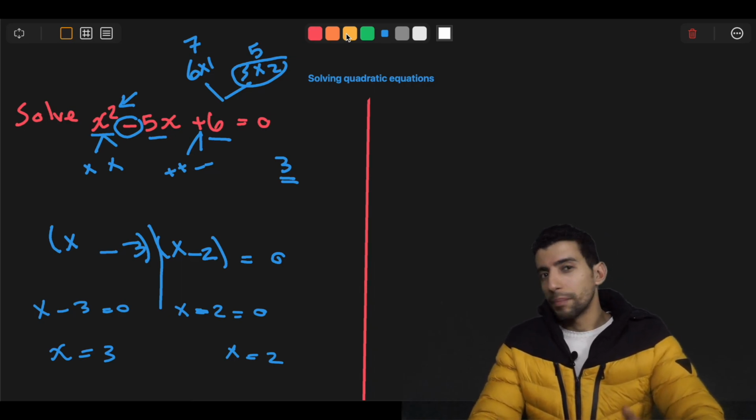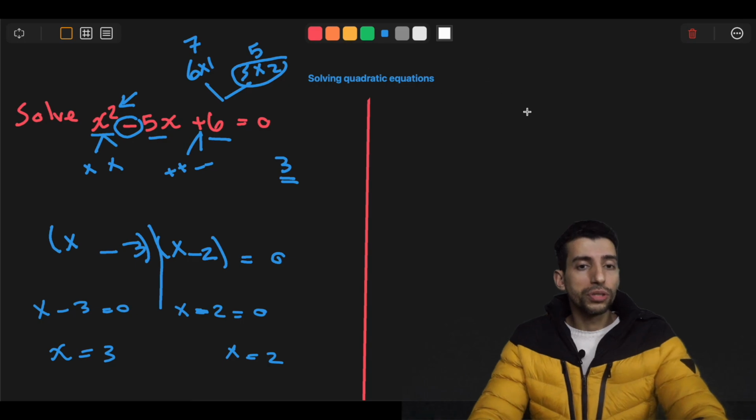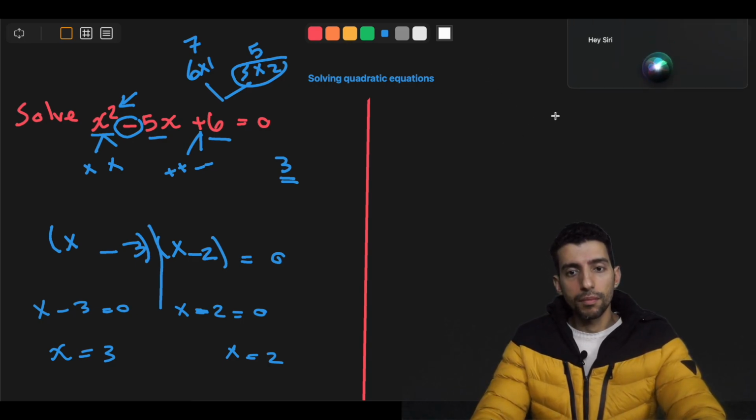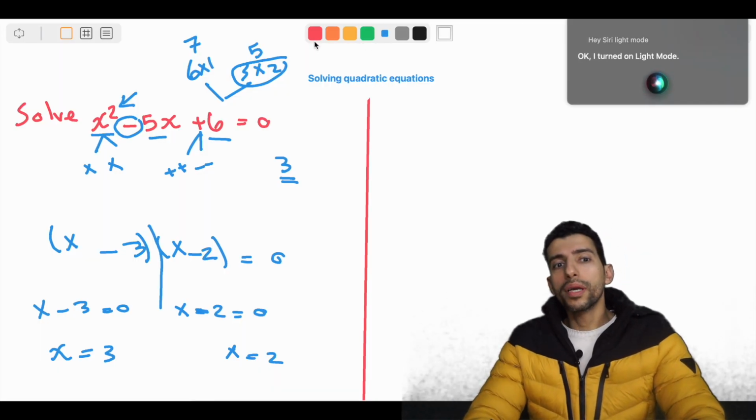The second test that I'm going to do right now is I will turn it into light mode. So, hey Siri, light mode. Okay, I turned on light mode.